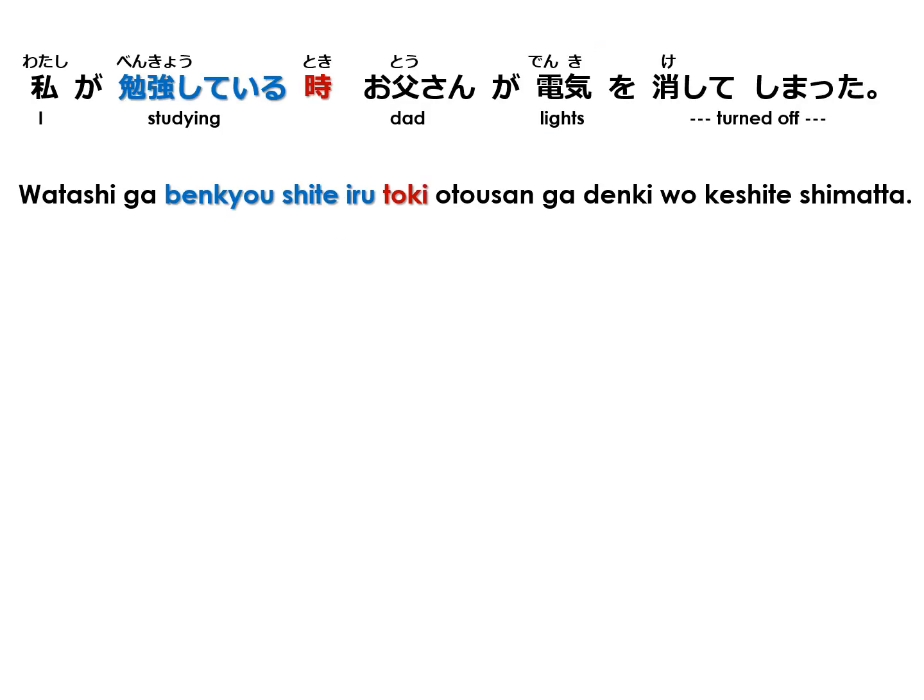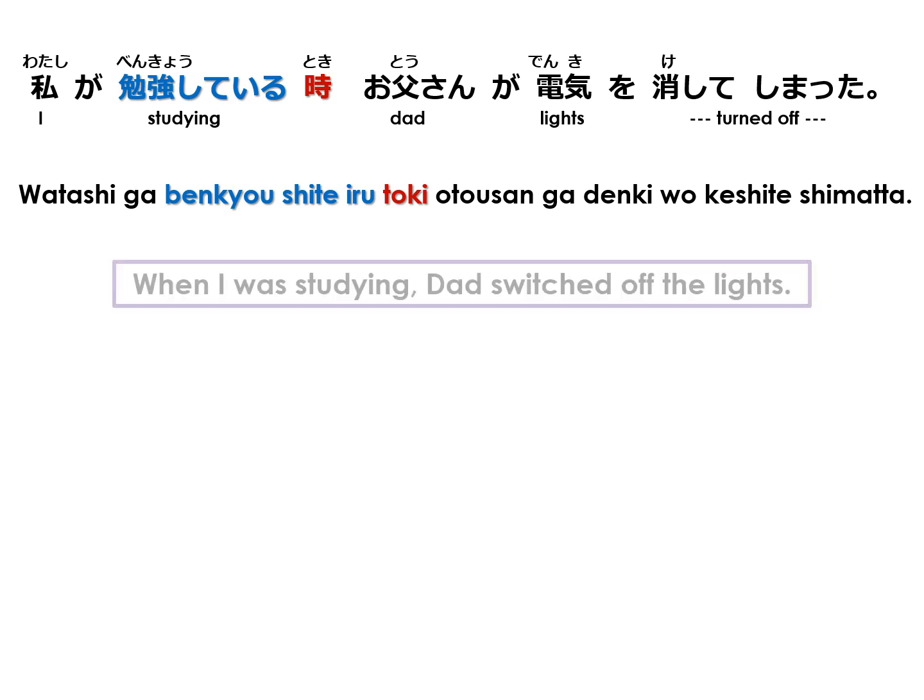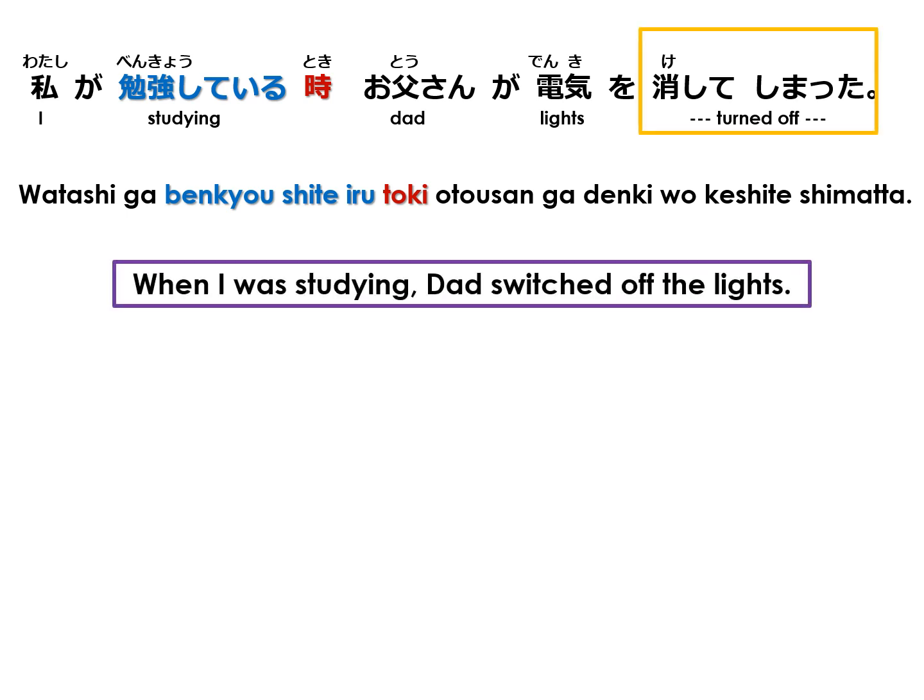Just to review our previous sentence, 私が勉強しているとき、お父さんが電気を消してしまった。When I was studying, Dad switched off the lights. Turning off the lights, or 消してしまった, happens quickly, in an instant. That's why we use ているとき.